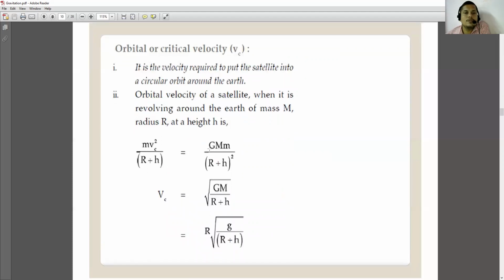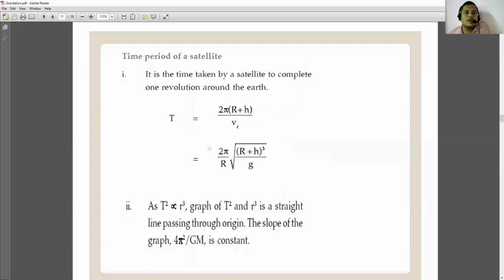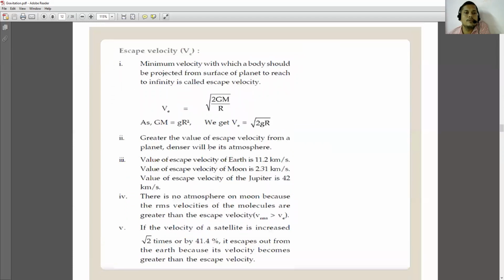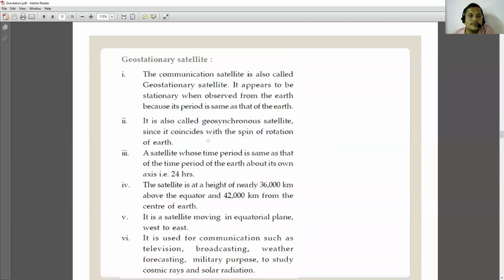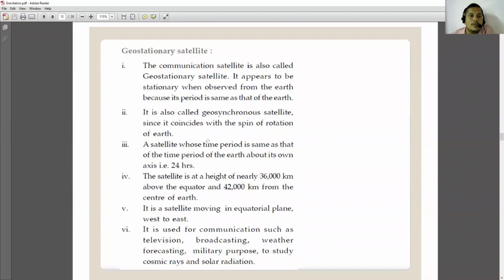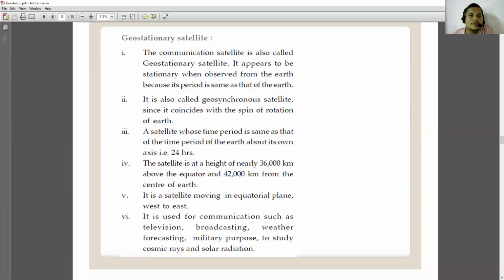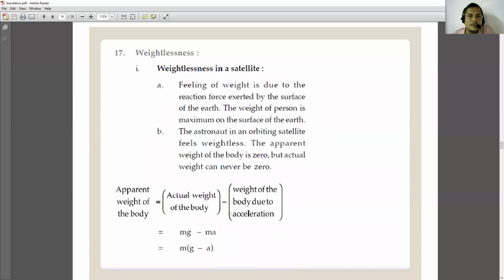Then critical velocities, which is a required velocity to put satellite into circular orbit. Time period we have considered. Then escape velocity to escape from the gravitational force or from gravity of that respective planet like Earth, Moon, Jupiter, etc. Then geostationary satellite, what is a geostationary satellite, what are its conditions and how we can use that for different purposes.